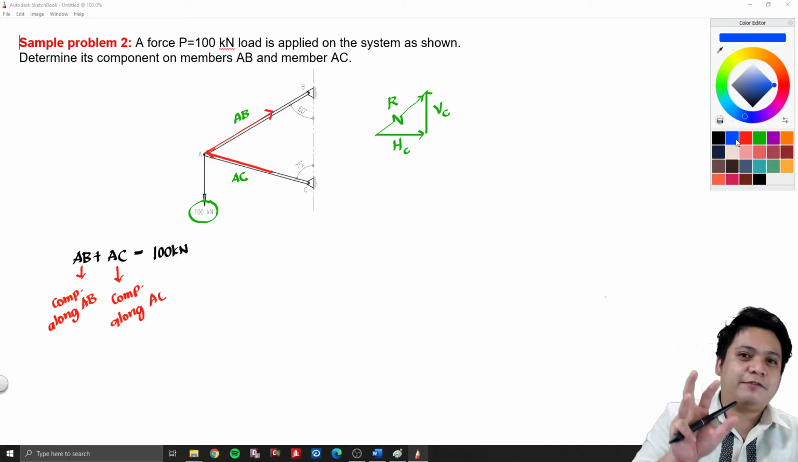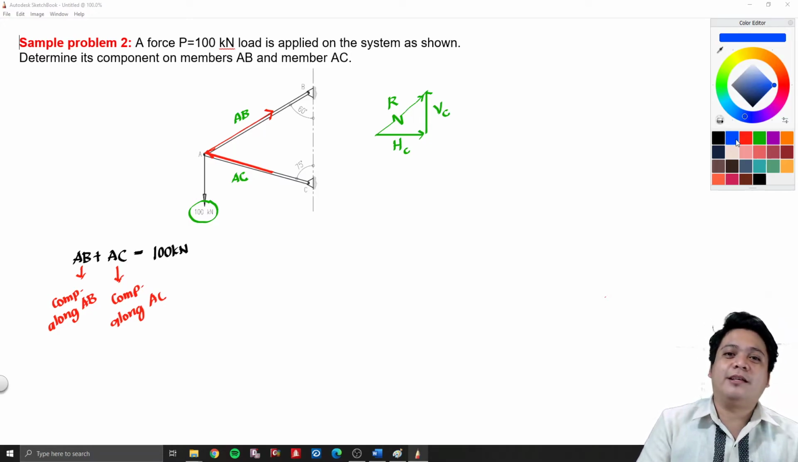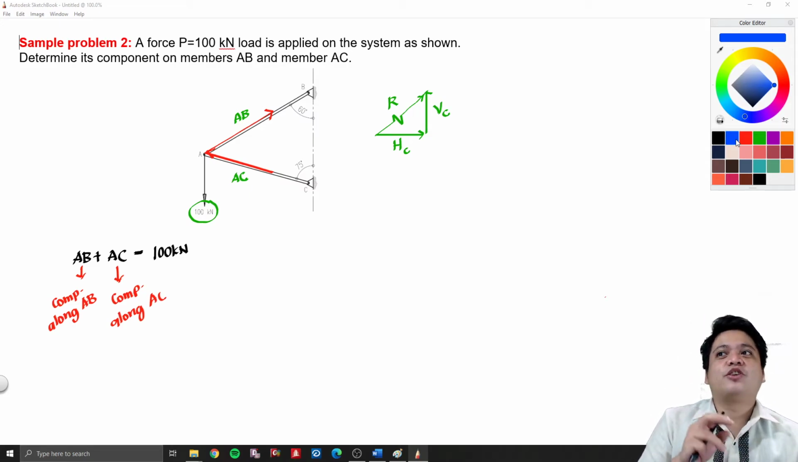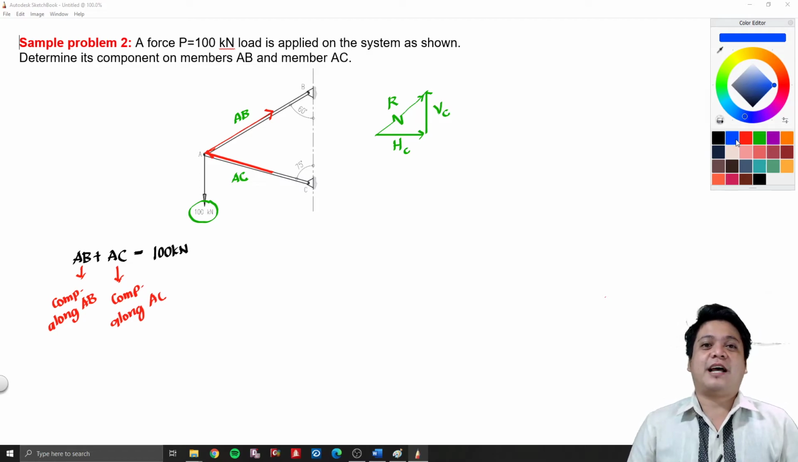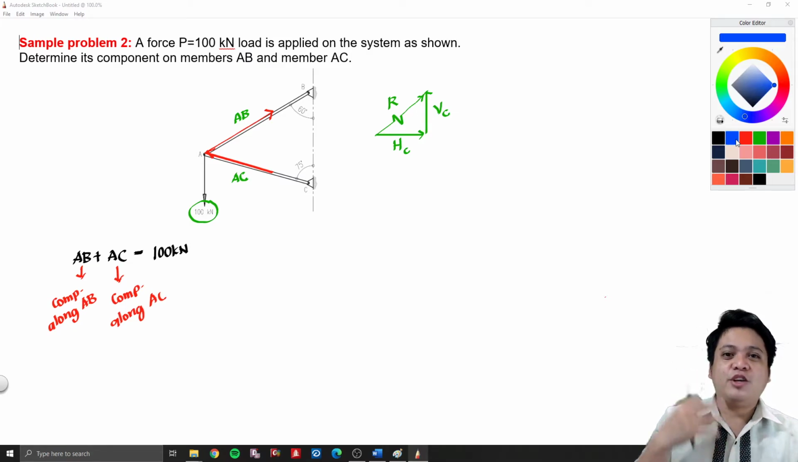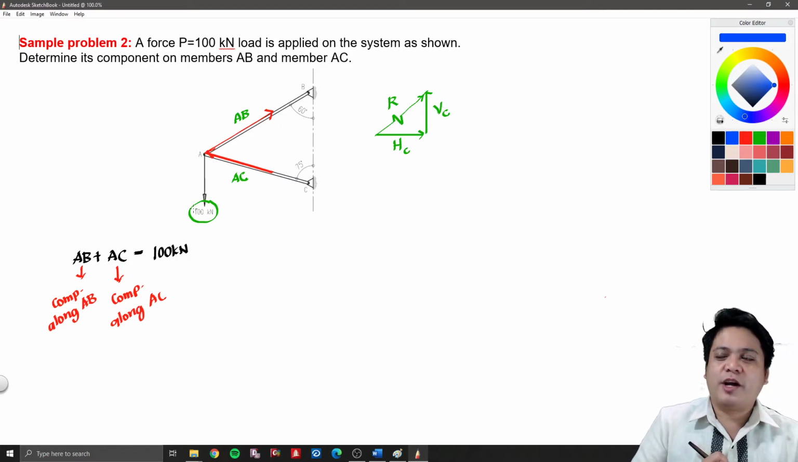Basta meron kang 3 force system and the body is not moving, or it is at rest, it means everything is in equilibrium. There is no unbalanced force. Since that is our target in statics, we assume that everything is at rest in this problem. So the three forces should form a triangle.